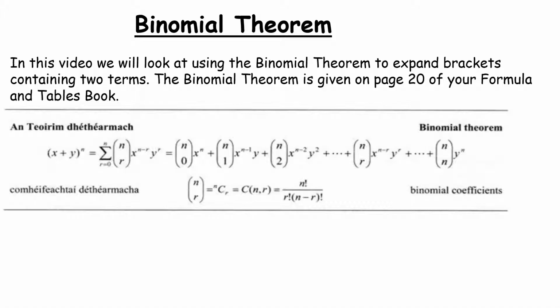At the very end of page 20, we have this piece here, which is about the binomial theorem. We have (x + y) to the power of n is equal to the sum, beginning at r equals 0 all the way up to n, of n choose r, x to the power of n minus r, y to the power of r, and it gives the full expansion here. It also gives us the binomial coefficients.